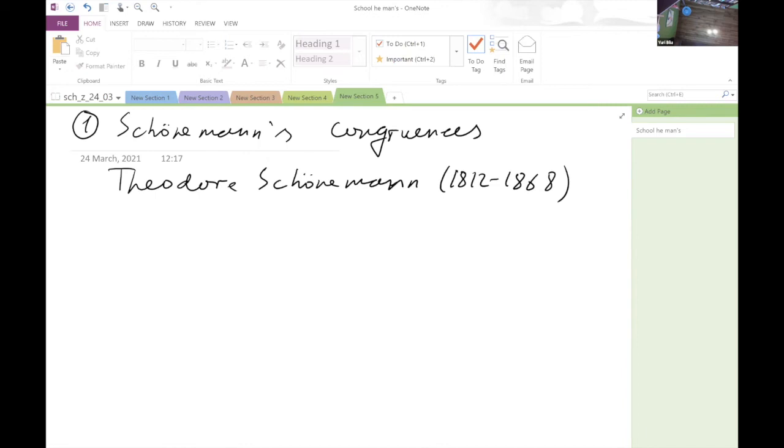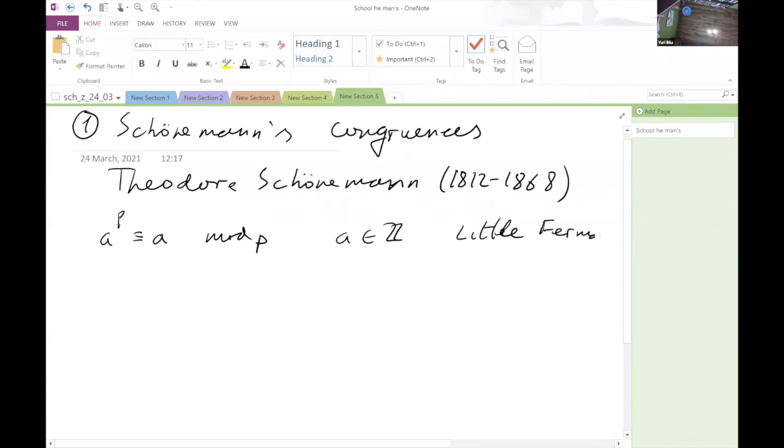To start, let me remind you of little Fermat: for every a in Z, and p will always stand for a prime number unless I say otherwise, a^p is congruent to a mod p. This is little Fermat. And we have Euler: a^(p^n) is congruent to a^(p^(n-1)) mod p^n. And Schoenemann's congruences are certain generalizations.